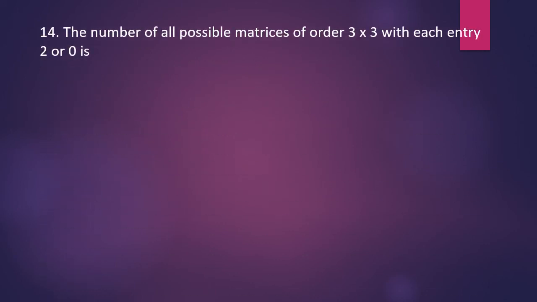The next question, the 14th question, will be: the number of all possible matrices of order 3 by 3 with each entry 2 or 0. So these are the options here. The number of all possible matrices of order 3 by 3 with each entry 2 or 0 means you have to collect 3 by 3 matrices such that the entries of the matrix are either 0 or 2. So if I take one example, considering a 0 matrix, all the entries are 0.